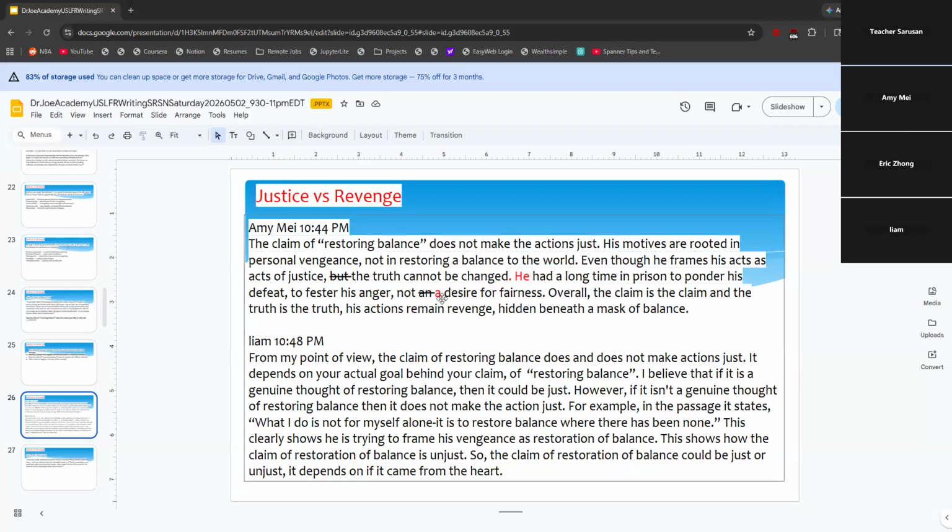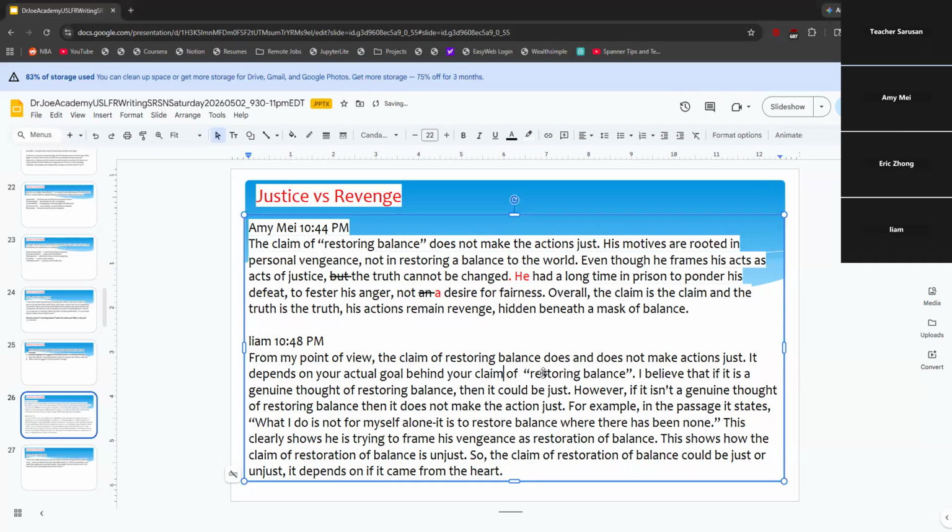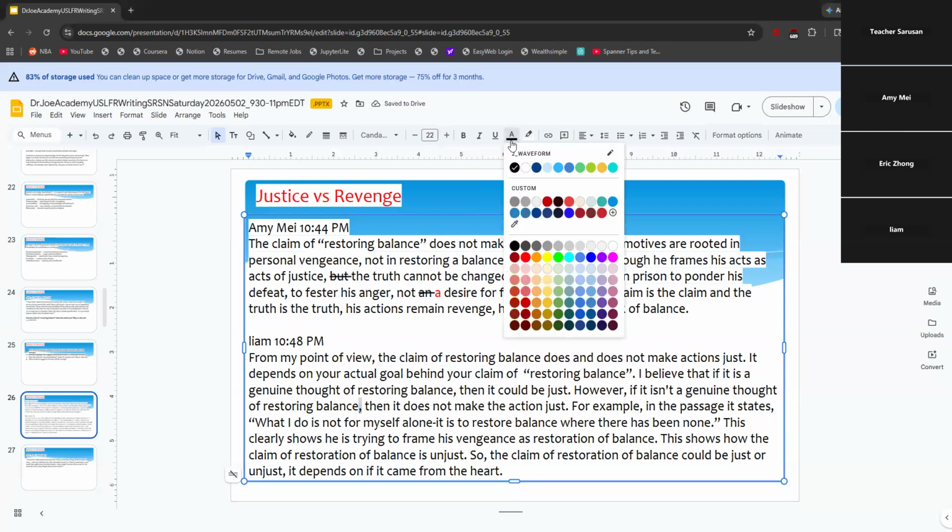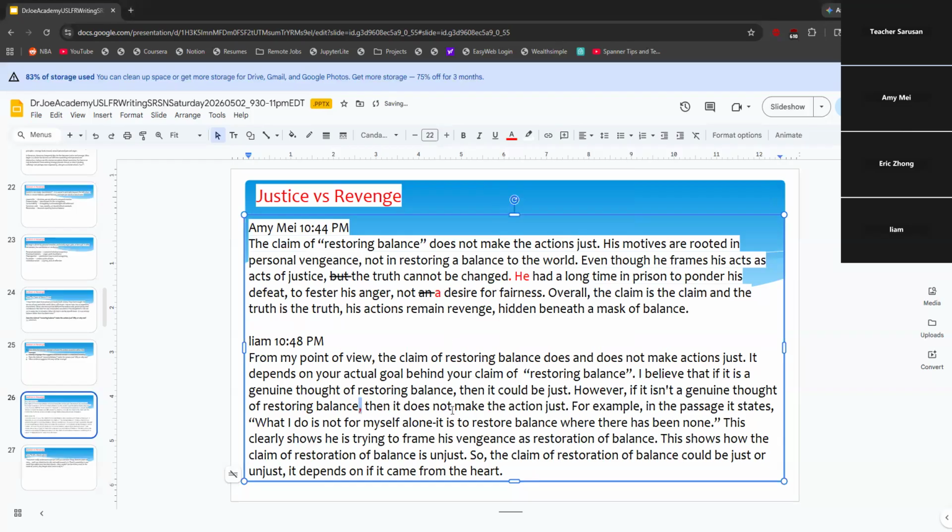So it depends on your actual goal behind your claim of restoring balance. We don't need this comma here. I believe that if it is a genuine thought of restoring balance, then it could be just. However, if it isn't a genuine thought of restoring balance, need a comma here, then it does not make the action just. For example, in the passage it states, "What I do is not for myself alone, it is to restore balance where there has been none." This clearly shows that he's trying to frame his vengeance as restoration of balance.